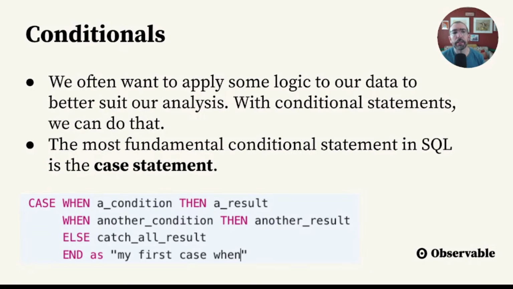And then finally, after you've written down your conditions, and if you prefer, you don't actually have to write an else statement. That's an optional statement to do the catch-all. You have to just end the case statement. So you write an end, and then typically you want to add some name to this case statement. So you can add in an alias, which I just wrote as my first case one.